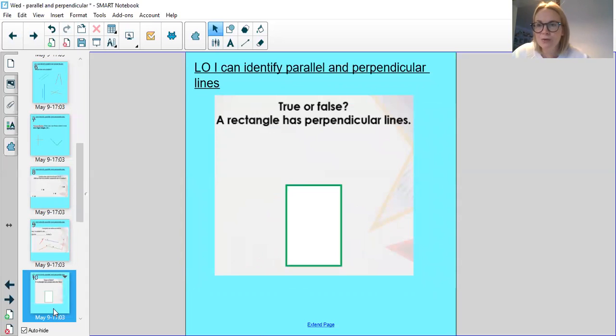A true or false question for you here. The rectangle has perpendicular lines. Does a rectangle have perpendicular lines? Do the lines meet at right angles? Is that true or false? It is true. At every corner, it's got 4 right angles, so it's got sets of perpendicular lines meeting at every corner. The same would be true in a square as well.